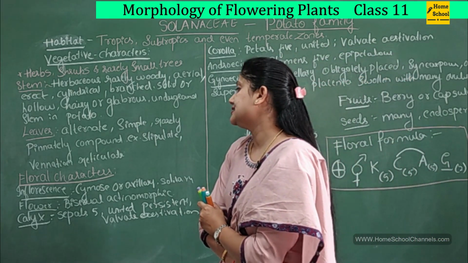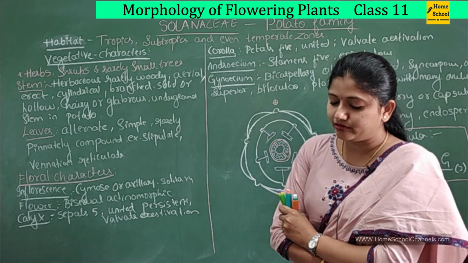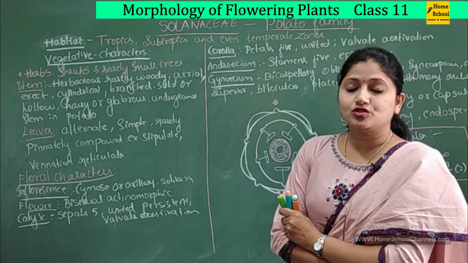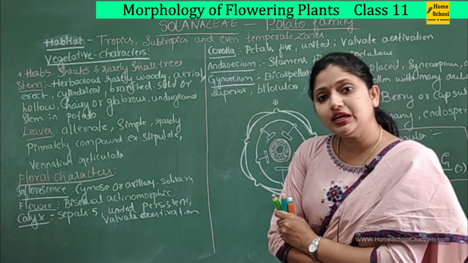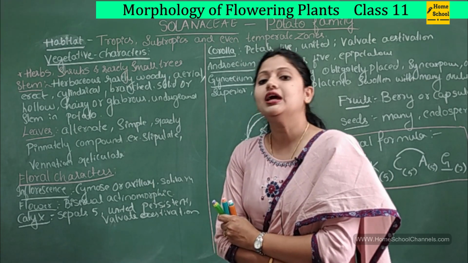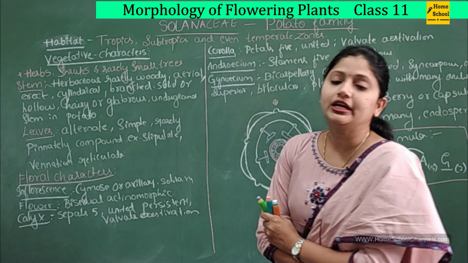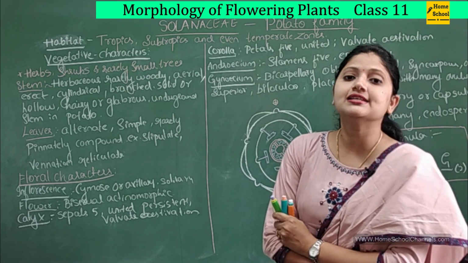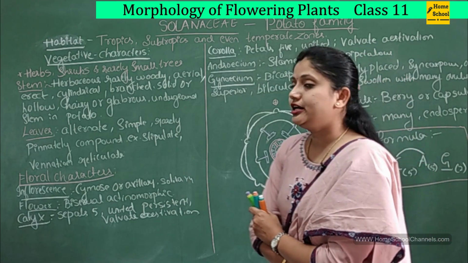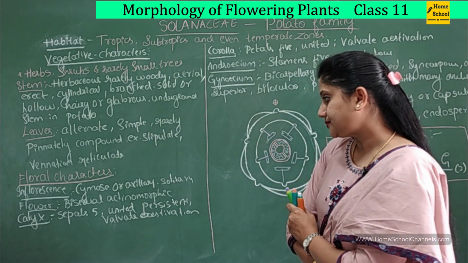Then the flower is bisexual, that is, the male and female parts are in the same flower, or the male flower and the female flower are there in the same plant. Then actinomorphic, it can be cut through any axis and you will get two equal halves. And if it is cut only through one single axis, then it is a zygomorphic flower.